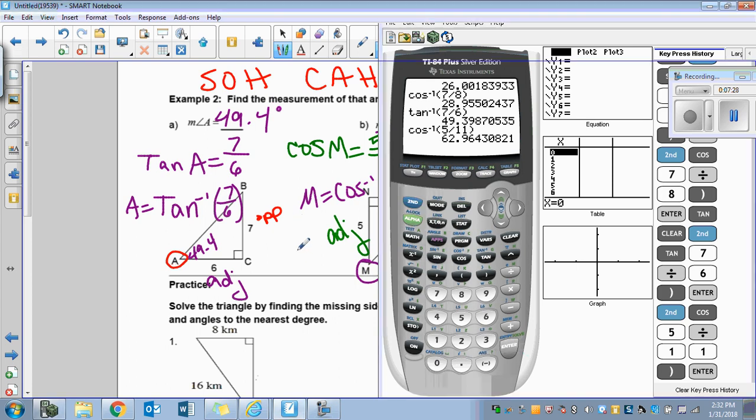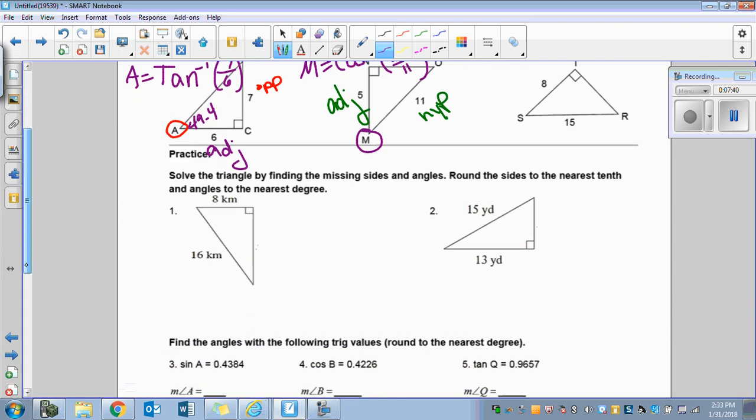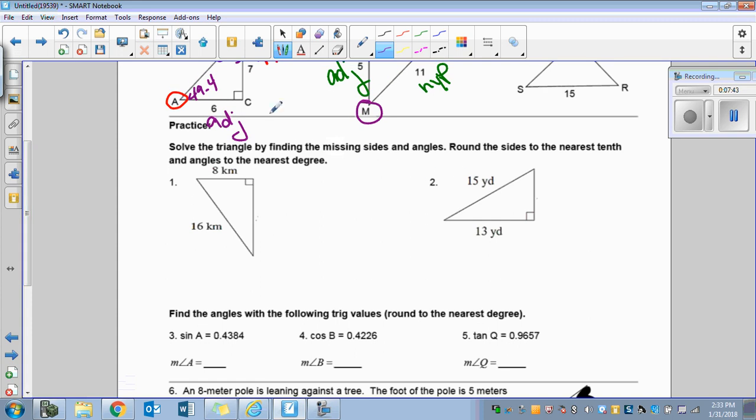62.96. 62.96 degrees. I want you guys to try this one out. Solve the triangle by finding the missing sides and angles.